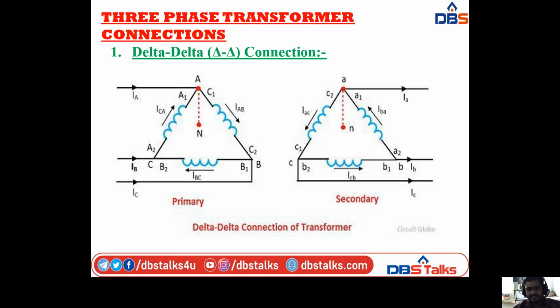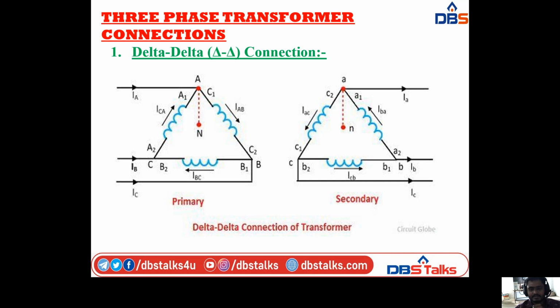In this one I am taking the terminals like A, B, C, which are in the closed connection. This is drawn in the trapezoidal form like this, so this is the delta connection. The currents in the three-phase primary winding are IA, IB and IC. Similar to the primary, in the secondary also we are taking the delta connection, represented with small a, b, c letters. Here the currents are IA, IB and IC.